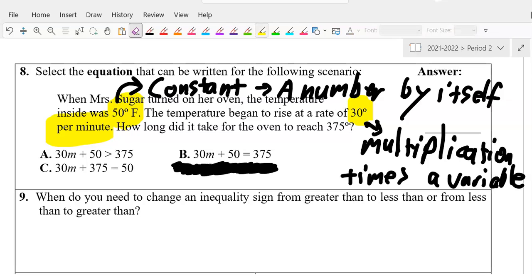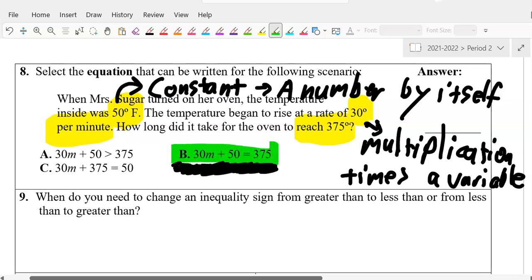Okay, last sentence. How long did it take for the oven to reach 375? Okay, what does reach tell us? Greater than. Reach means greater than? No, it means equal. You're right, it means equal. Like, if we get to something, that means we equal to it. All right, so which of these problems is equal to 375? B and C. Which one's equal to 375, though? B. Yeah, C has equals, but it's equal to the wrong thing, right? All right, that was a hard problem, so let's give it up for Billy Bob.